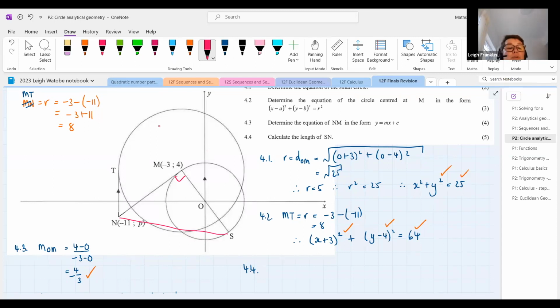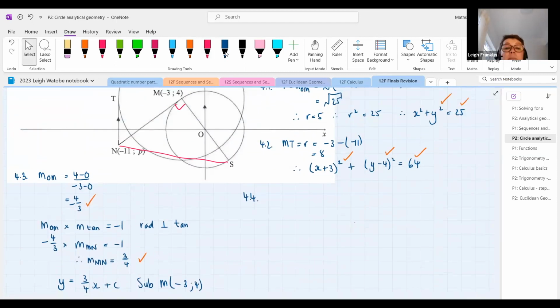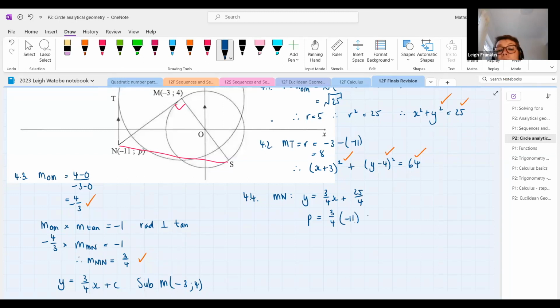All right. So in order to establish the coordinate P at N, that's going to be a little bit easier because you've already got the equation. Right. So you know the equation of MN was y equals 3 over 4x plus 25 over 4. So we can work out what P is, the y coordinate, by subbing in the x coordinate. So that means that P would be equal to what? Let's see what you guys are getting. That's it. You'd get -2. Quite right.